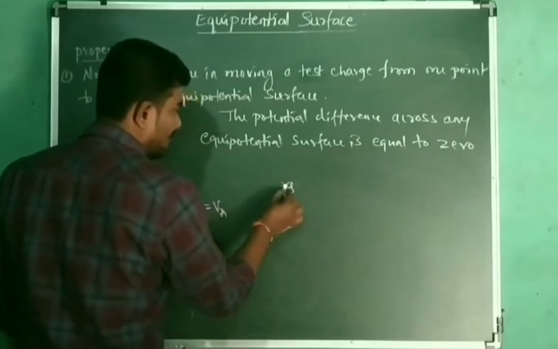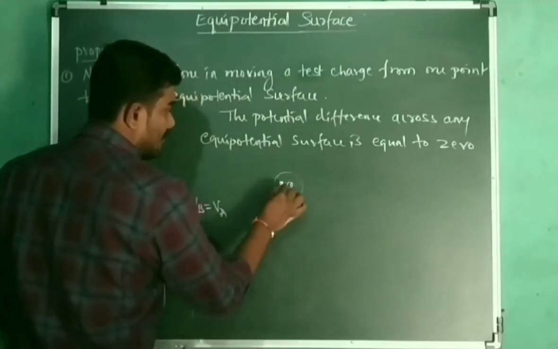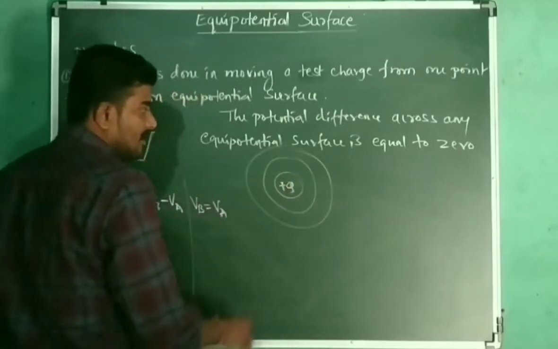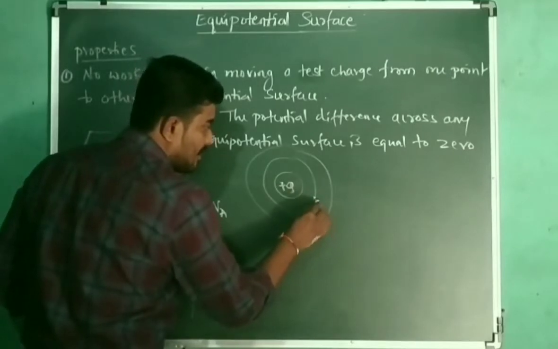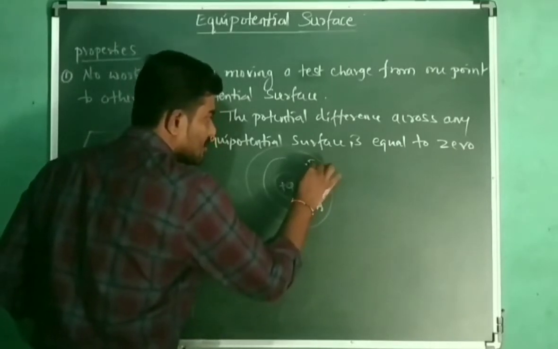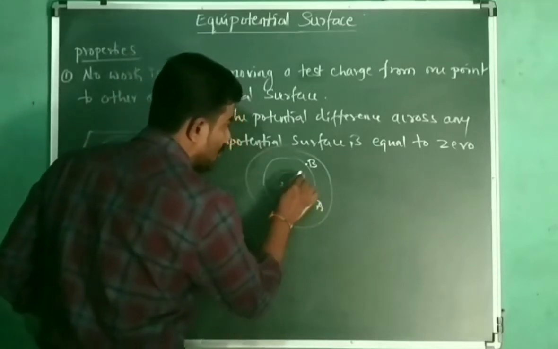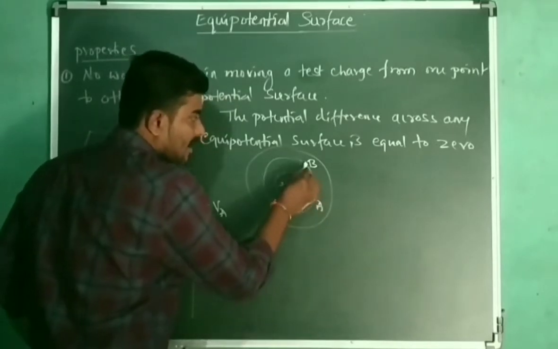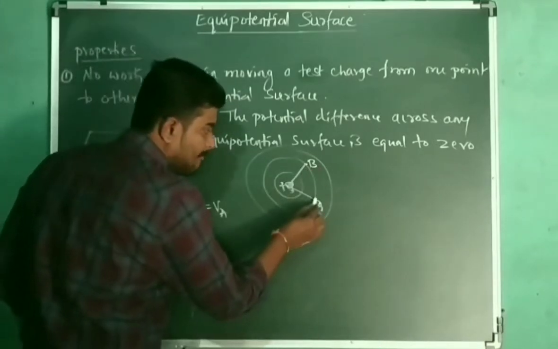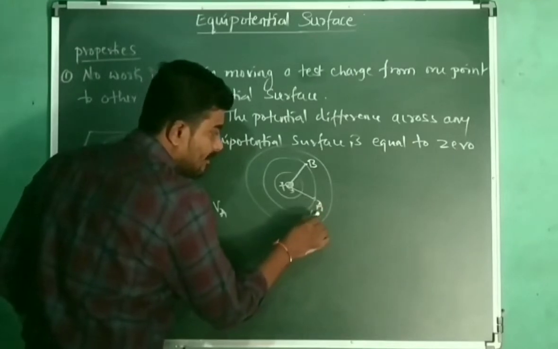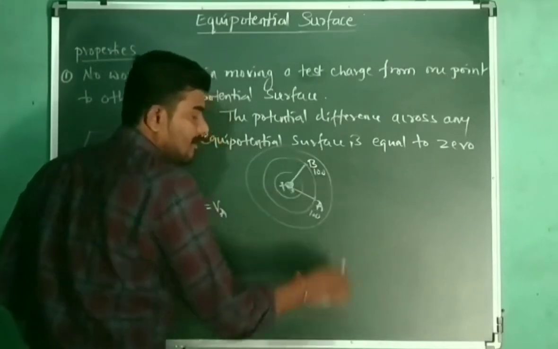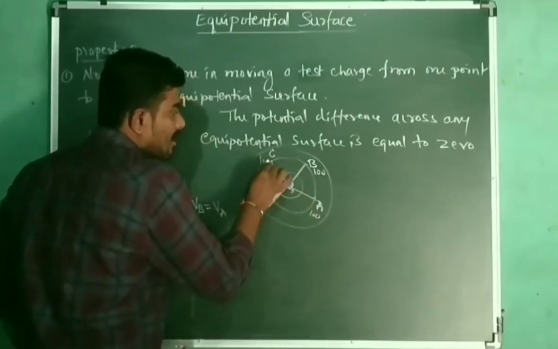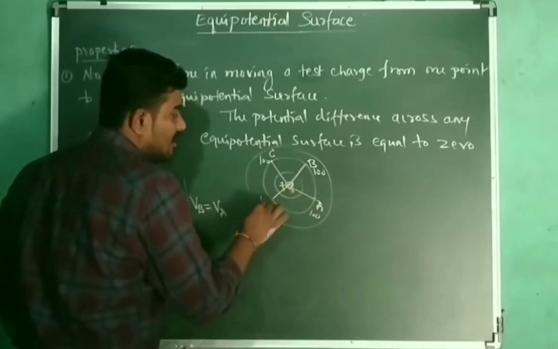For example, consider one charge, plus Q. For this plus Q, the equipotential surfaces will be concentric spheres like this. If I consider two points here, let us say this point is A and this point is B, point A and point B are at the same distance from plus Q. Therefore at this point and at this point the potential is the same. For example, if the potential at A is 100, then the potential at B is also 100. If I consider one more point, say C, then the potential is the same, 100. One more point, the potential is 100.